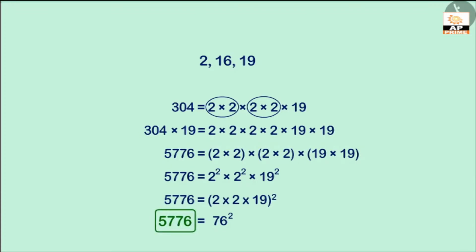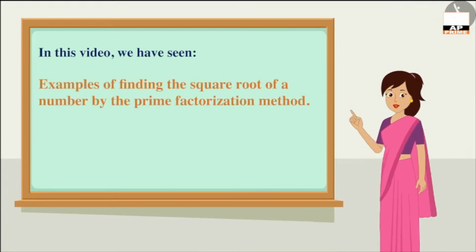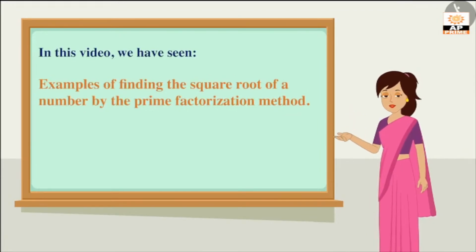Therefore, the number 5776 is the smallest perfect square which is divisible by 2, 16 and 19. We can also see that the square root of the number 5776 is 76. In this video, we have seen some examples of finding the square root using the prime factorization method. Hope you have understood this method very well.